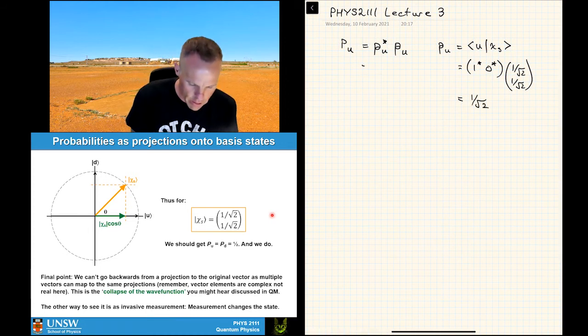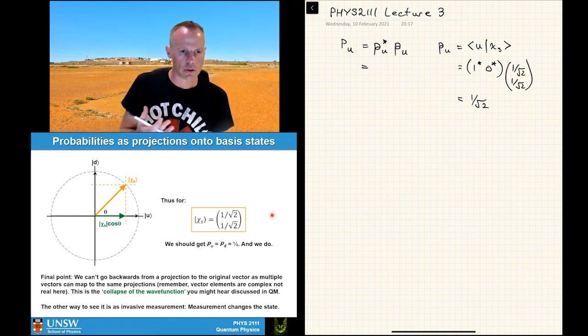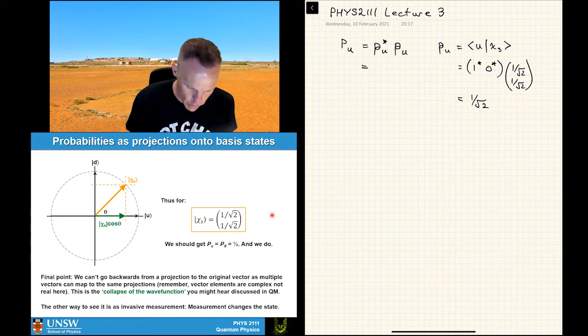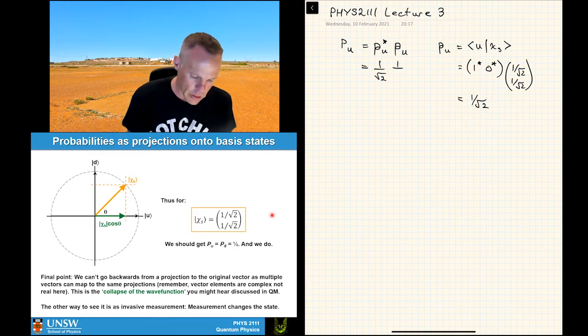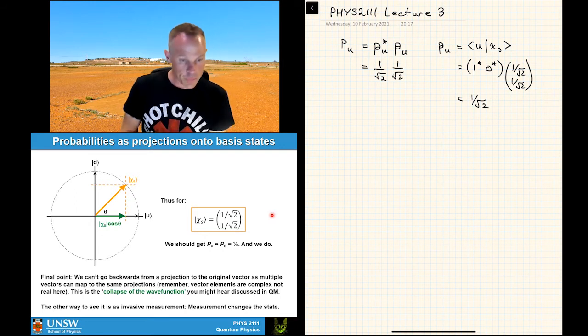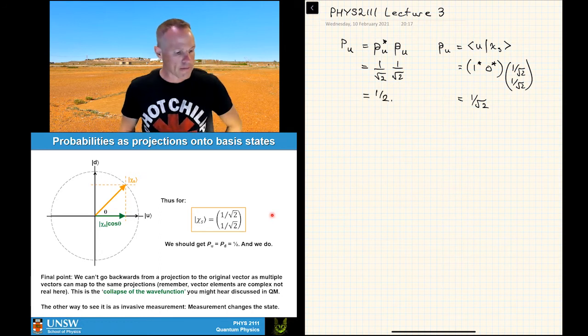So then if I think here in terms of the conjugate of my probability amplitude, the conjugate of 1 over root 2 is just 1 over root 2 because it's a real number already. And then the probability amplitude here is just 1 over root 2. Multiply those two things together and I get a half, okay?